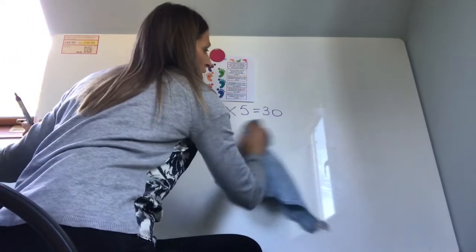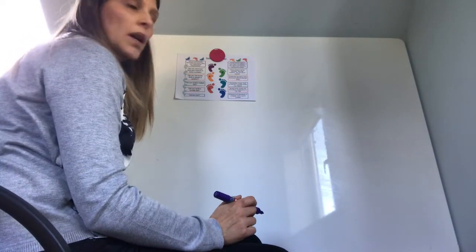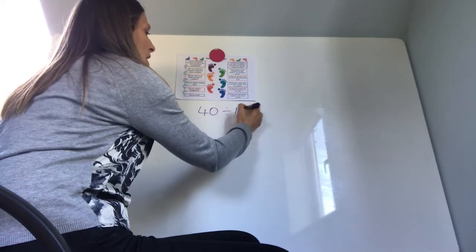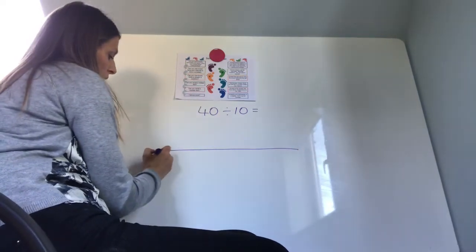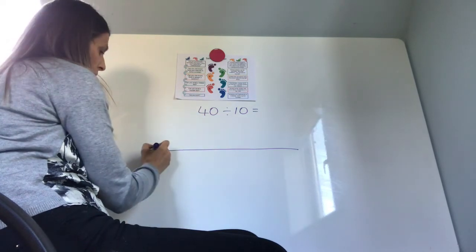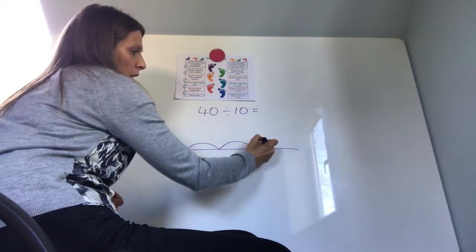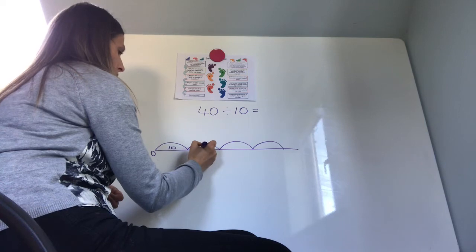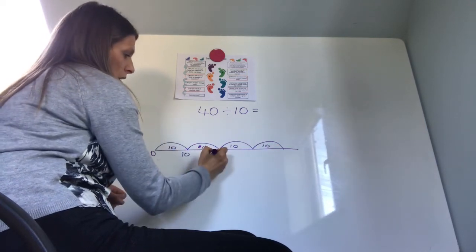Okay, so here we go with the next one. So I'm going to do a division now. So here is my division on a number line. I'm going to do 40 divided by 10 equals. So I'm going to do my grouping on a number line. I'm going to start at 0 and I'm going to count in tens until I get to 40. 10, 20, 30, 40.